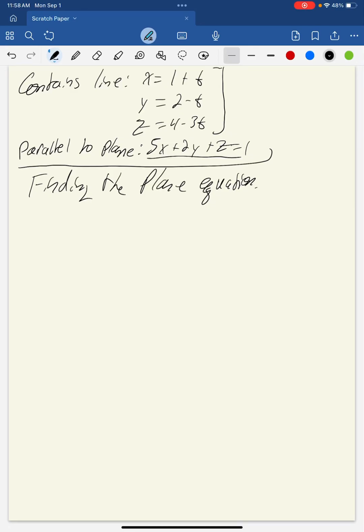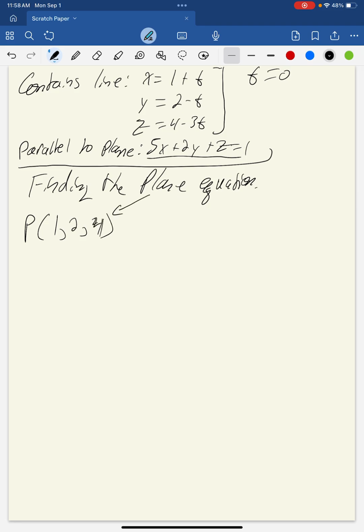So today we've been tasked with finding the plane equation given a line that is inside this plane and another plane which is parallel to it. To start off, let's just find a random point on this plane. Using this line, we'll set t equal to 0, which means that we have a point at 1, 2, and 4. And this is going to be a point on this plane.